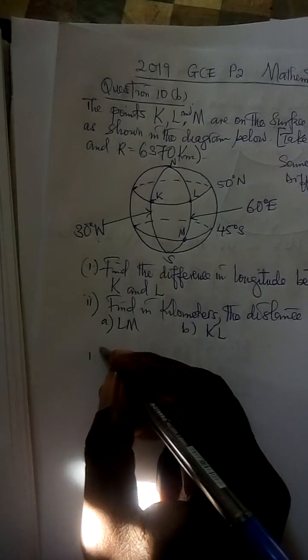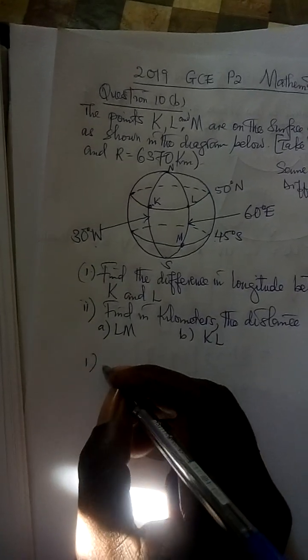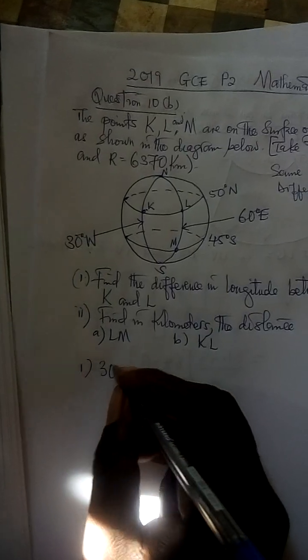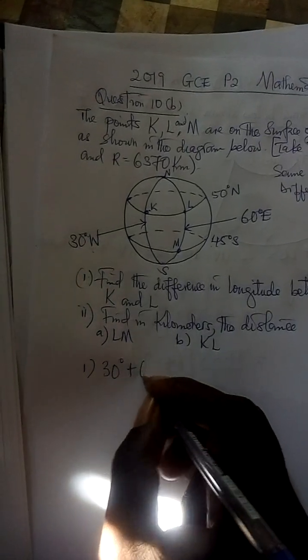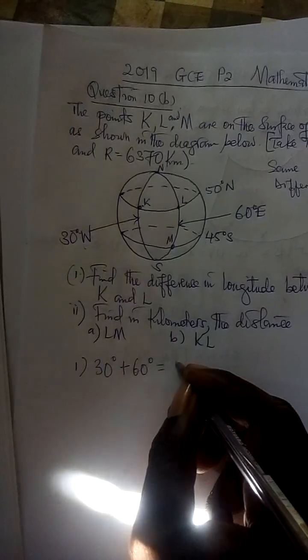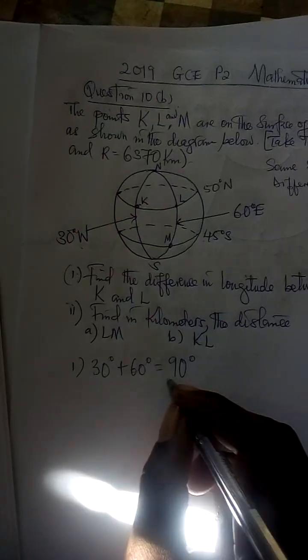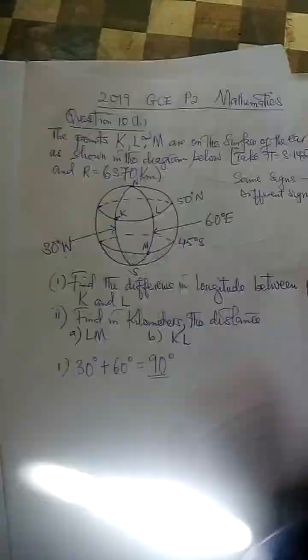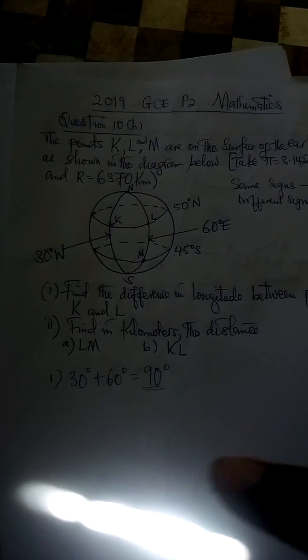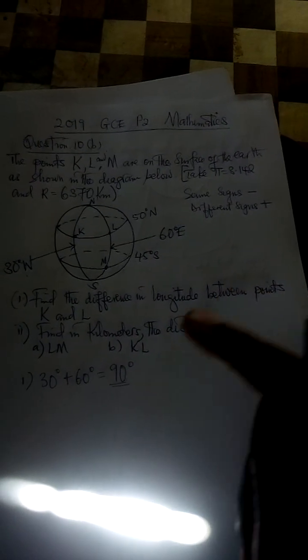So I'll write my answer here. The answer becomes 30 degrees plus 60 degrees, which gives us 90 degrees. So this is the difference. It means you have just answered the question. This gives the difference in longitude between points K and L.